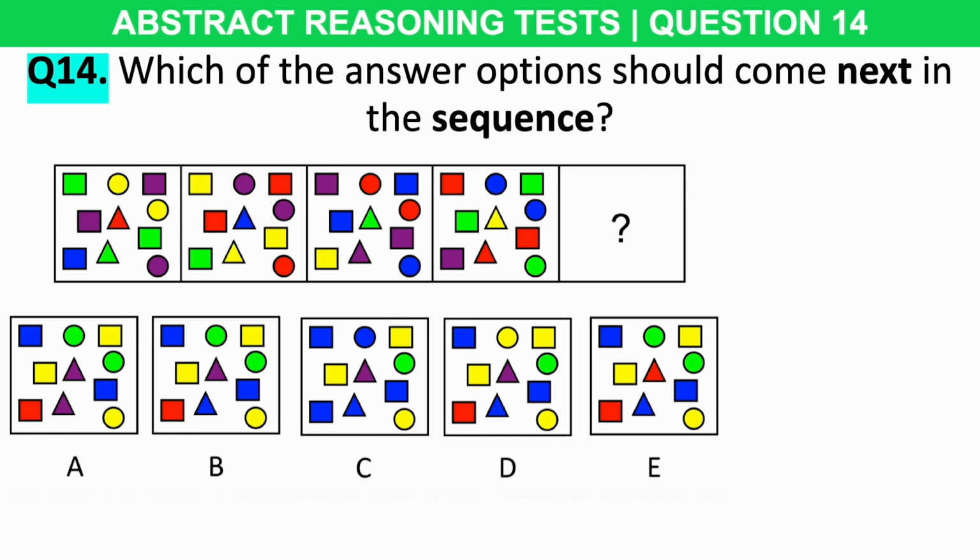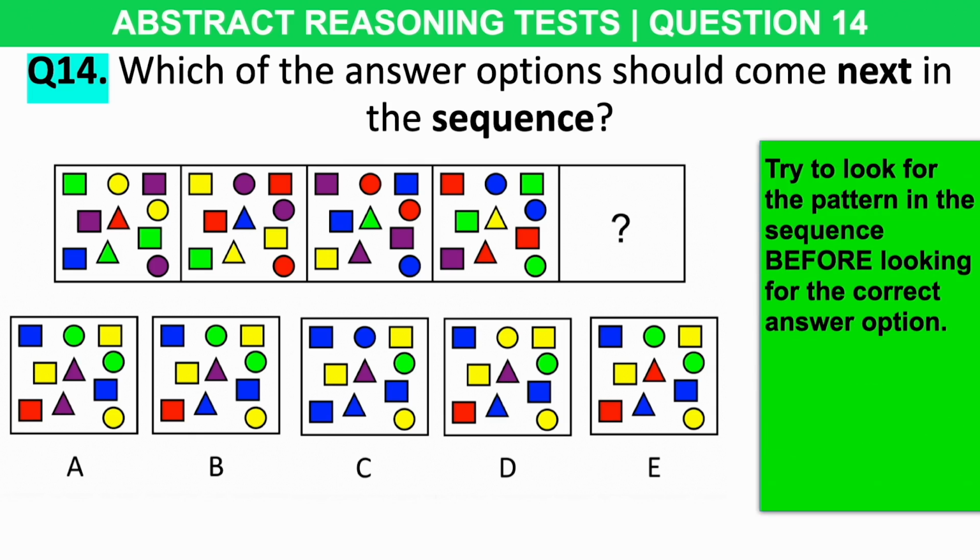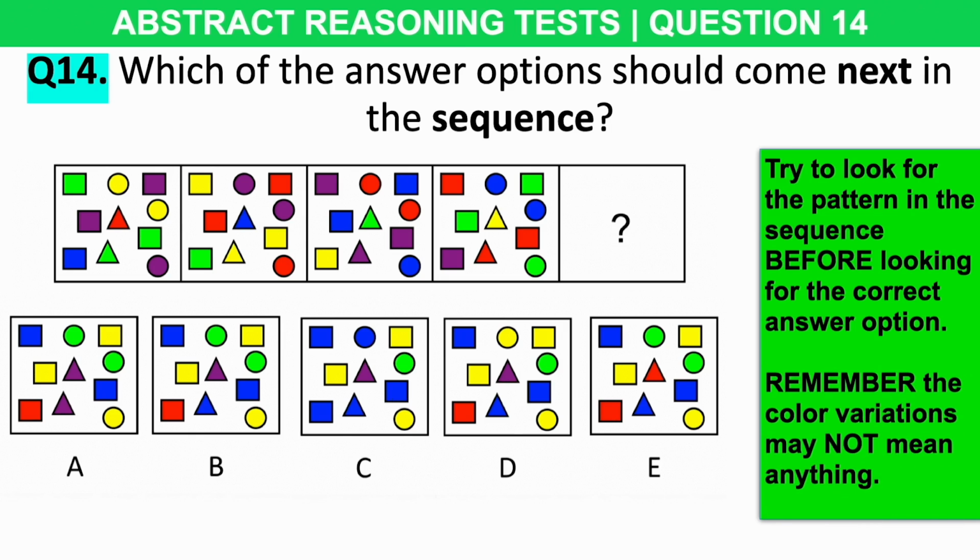Now, when answering an abstract reasoning question, try to look for the pattern in the sequence before looking for the correct answer option. That pattern could be how the shapes rotate, how the colors of the shape change, or how the shape changes itself. Remember, the color variations may not mean anything at all in this example, or they may mean something.